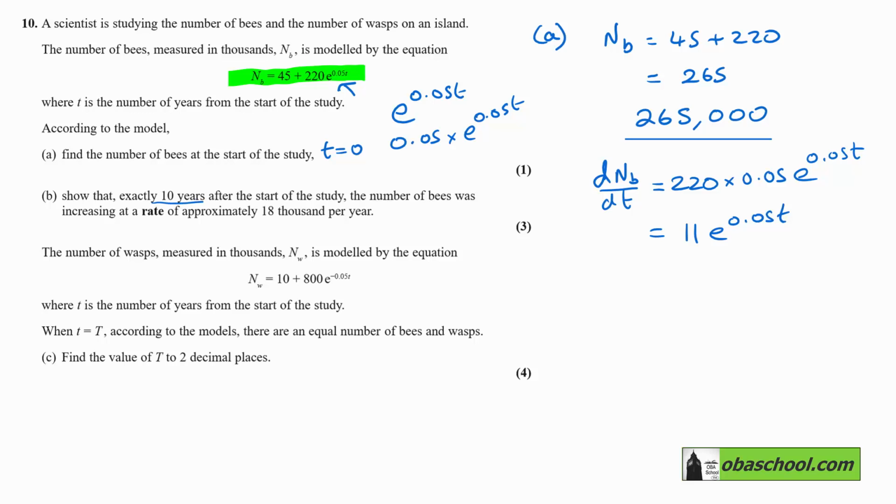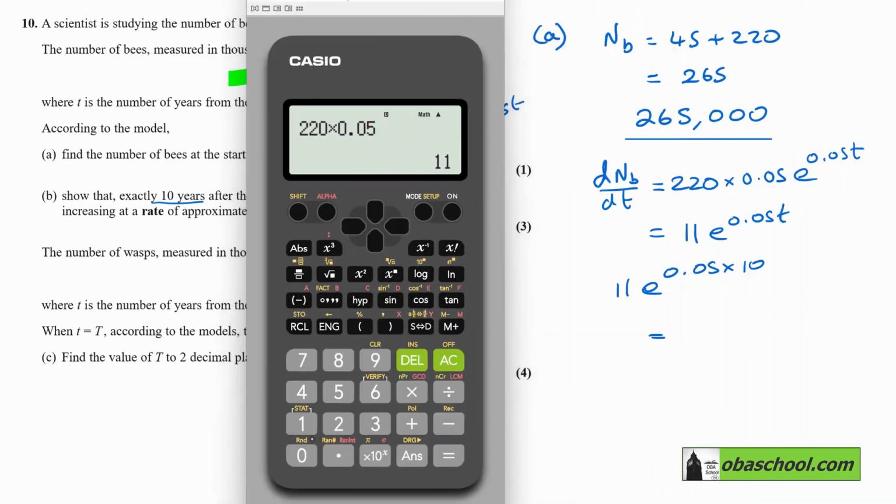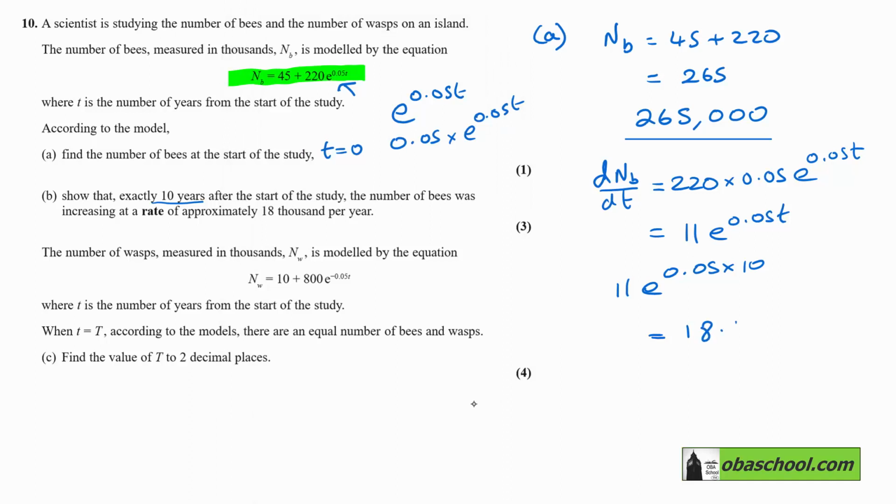So we want t equals 10. So we're going to have 11 e to the 0.05 times 10. And we want to calculate that. So we're going to have 11 times e, which is just there on my calculator, to the 0.05 times 10. That's 18.136, which is approximately 18,000 per year.